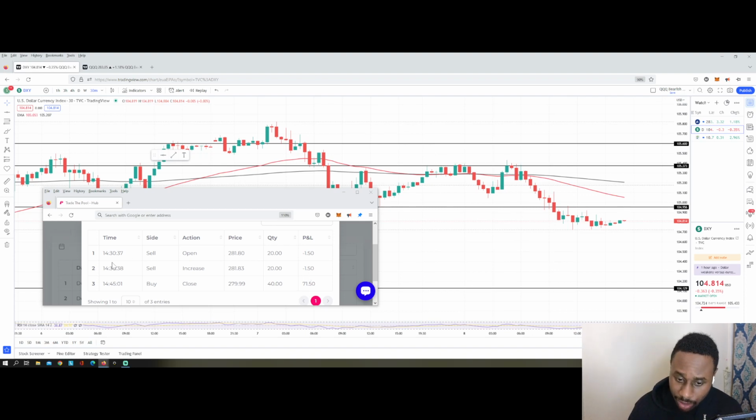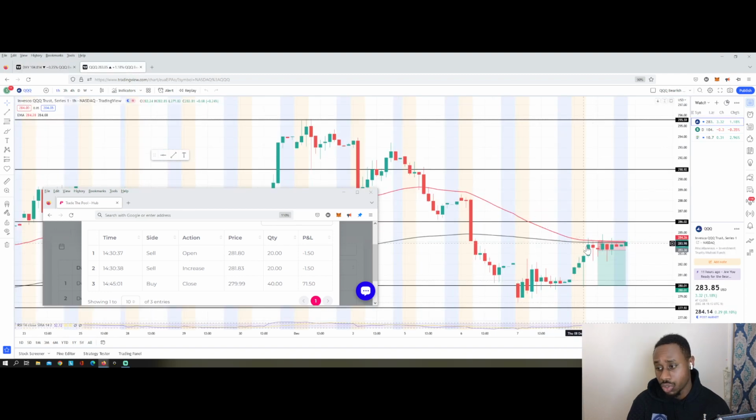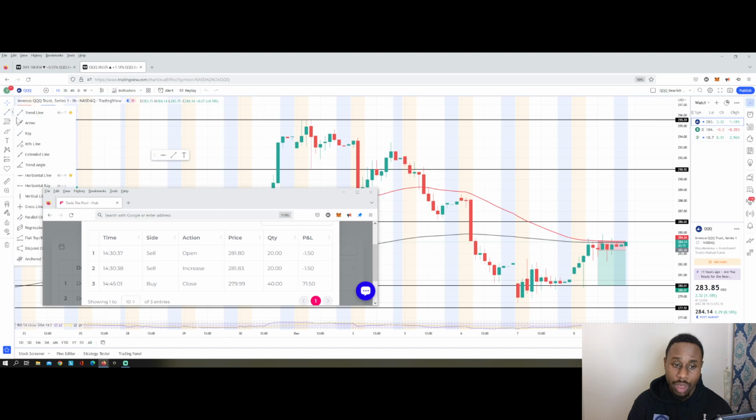If you look here, you add 5, you minus 5 from this to get the time that I entered the trade, which would have been 9:30. So I entered a trade at 9:30 and 9:38 at 281.80 and 281.83. I'll show you there. It's on this candle.